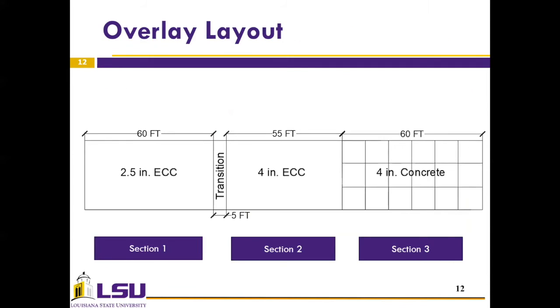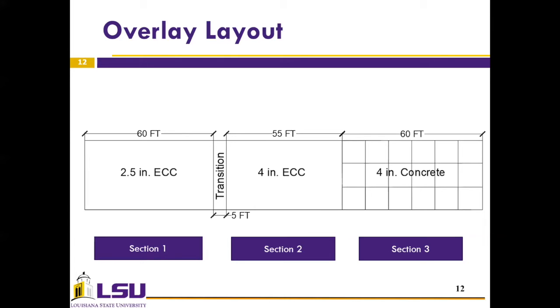The UTW overlay layout is the following. We constructed 3 sections. The first section is a 2.5-inch thick ECC section with a length of 60 feet, followed by a transition of 5 feet. The second section is a 4-inch thick ECC section with a length of 55 feet. And finally, as a control, we have a 4-inch thick concrete section with a length of 60 feet.